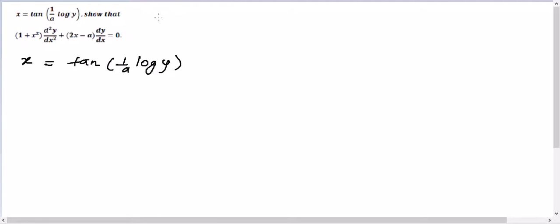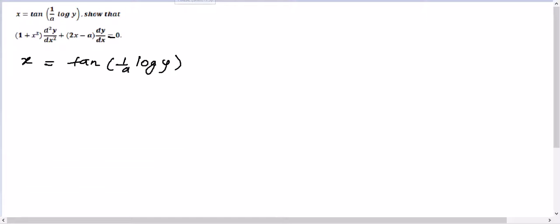So to solve this question, we need to find the first and second derivative of y, right? So to do that, first we'll differentiate this term. To do that, we need to use the chain rule. So this is the chain rule, guys. So let's start solving it step by step using the chain rule. Let me show you what will be the steps.